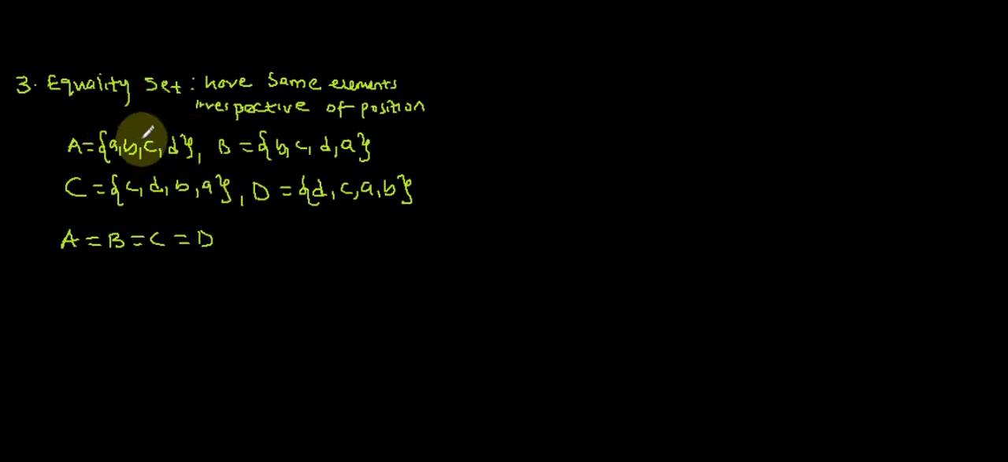The A, the B, and the C, and also the D, must not be in the same position. Like set A now, A is the first element there, but B, C, and D is different. But so long as the elements are the same, not minding their position, we call it an equality, or you can say equal set. Then the fourth term, we have equivalent set.